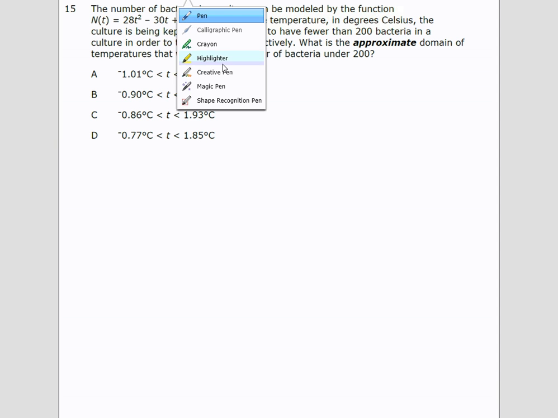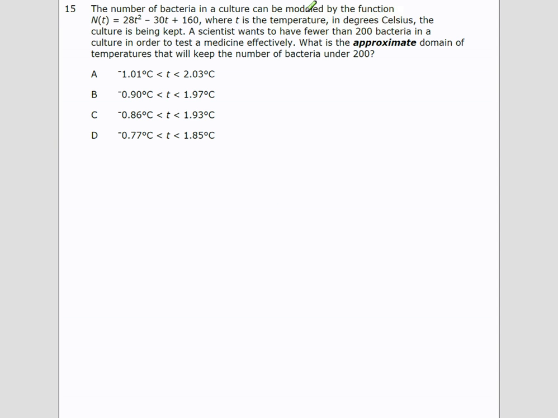All right, so highlighting key information in this word problem. We've got number of bacteria is modeled by the function. The function's important because it lets us know how many bacteria are in the culture. N of t is the number of bacteria, and t is the temperature in degrees Celsius the culture is being kept. So n is the number of bacteria, t is the temperature. Now, I don't think they're going to have us go from Celsius to another way to measure temperature like Fahrenheit.